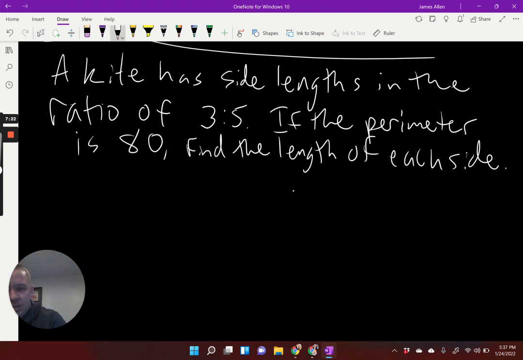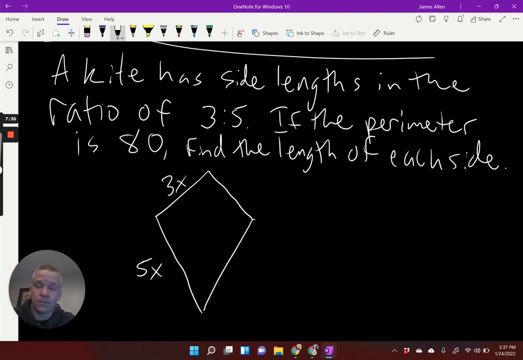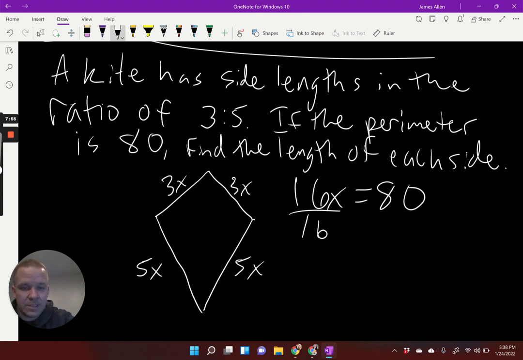So a kite, let's refresh ourselves on a kite here. Two of the sides are congruent and two of the sides are congruent. So if we're really drawing this up, let's call this one 3x and this one 5x, right? And that would make this one also 3x and this one also 5x based on our properties of a kite, two congruent and two congruent, the consecutives. So the perimeter is 80. Well, what can I do with all these sides? If I add them all up, that would be 16x equals 80. And if I divide by 16, I get x equals 5.